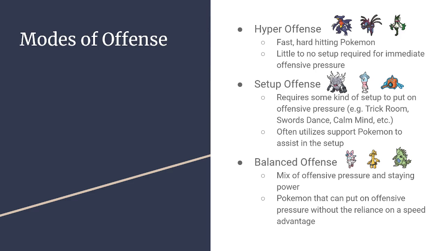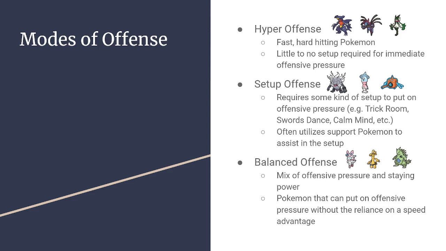The next mode of offense I have is called setup offense. These are Pokemon that don't necessarily put a ton of pressure offensively right off the get-go, whether because they're really slow or don't have a big attacking stat. But generally they can be bulkier, and they can use a setup move to put on that pressure while also being either the fastest Pokemon on the field or having big damaging capability.